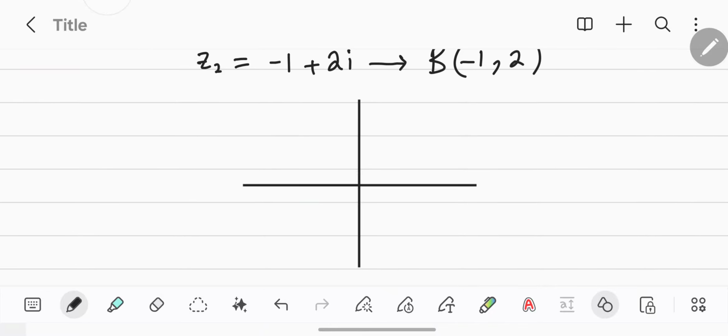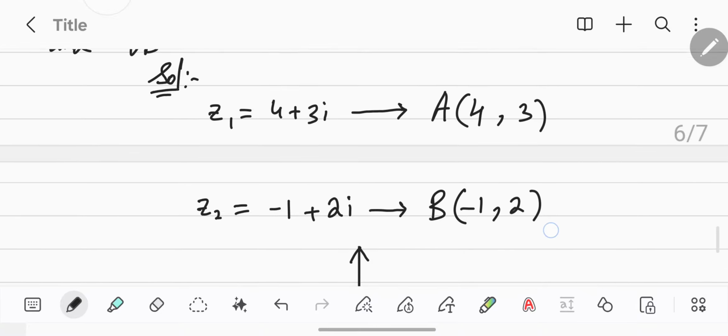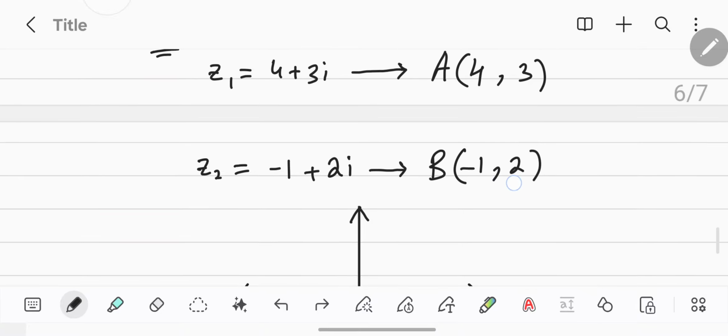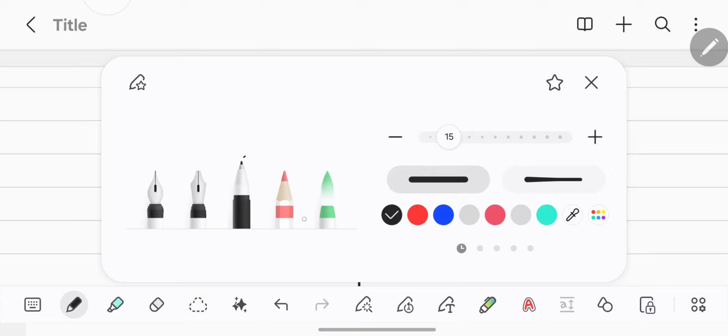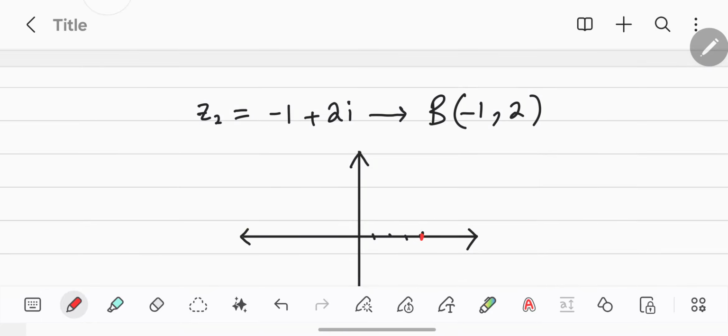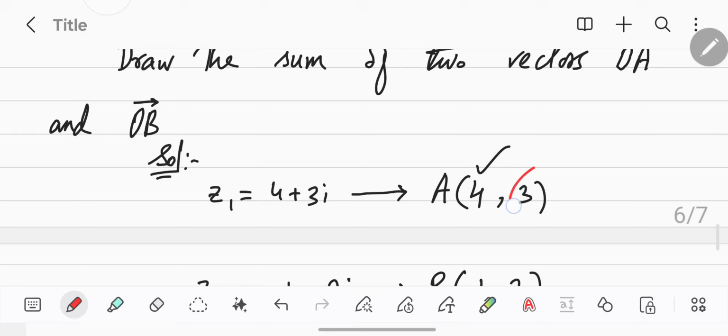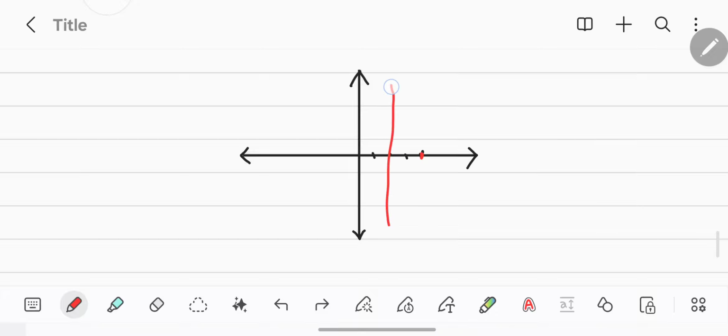So this is the complex plane. In order to draw 4, 3, 4 means I have to go along the x-axis by 4 points. For example, this is 1, this is 2, this is 3, so this is 4. So I will mark 4 with the red one. And the second component is 3. That means along the y-axis I have to go up. Because 3 is positive, we will go up by 3 points. Okay, so 1, 2, 3.